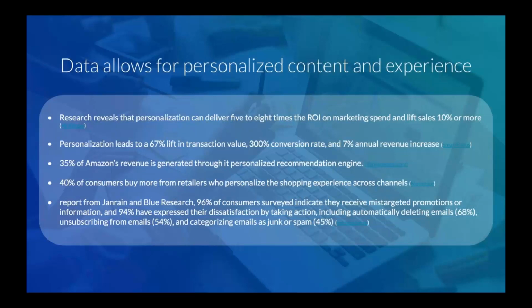And a report from Janrain and Blue Research suggests that 96% of consumers surveyed indicated they received mistargeted promotions or information. 94% of those people have expressed their dissatisfaction by taking action, including automatically deleting emails, unsubscribing from emails, and categorizing emails as junk or spam.